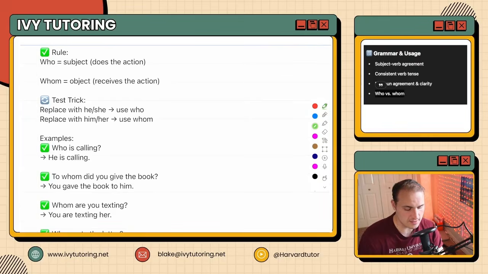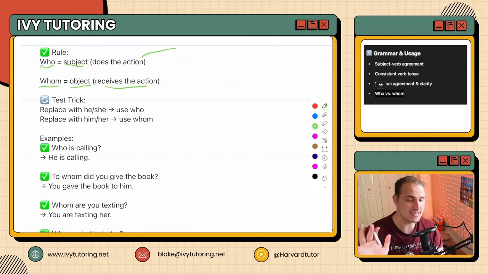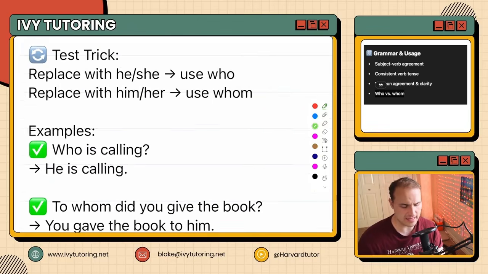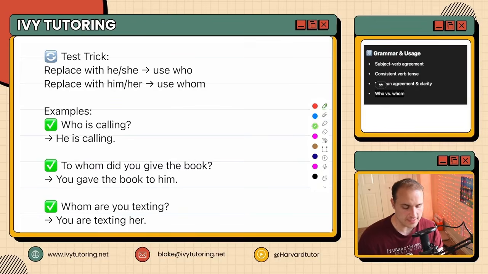All right, so what's the rule? Well, the fancy schmancy rule is who is for when it's the subject. It's the one that does the action. And whom is when it's the object that receives the action. That's it. That's the rule. But I don't like that. It's confusing. Let's make it simple. What we do, we replace it with he or she. And if it makes sense, we use who. Or we can replace it with him and her. And if it makes sense, we use whom.